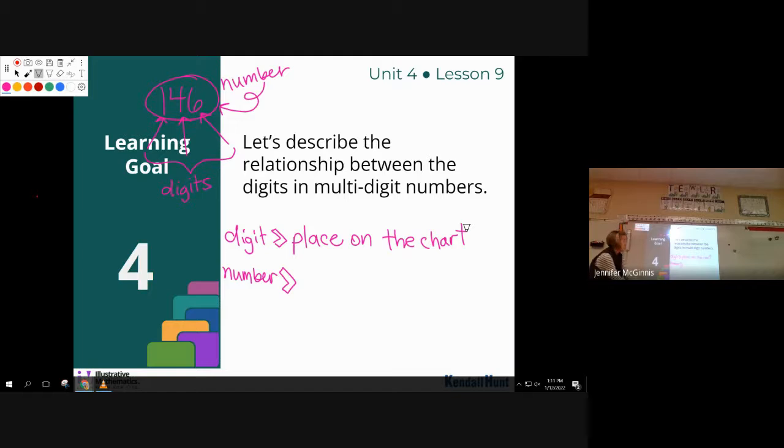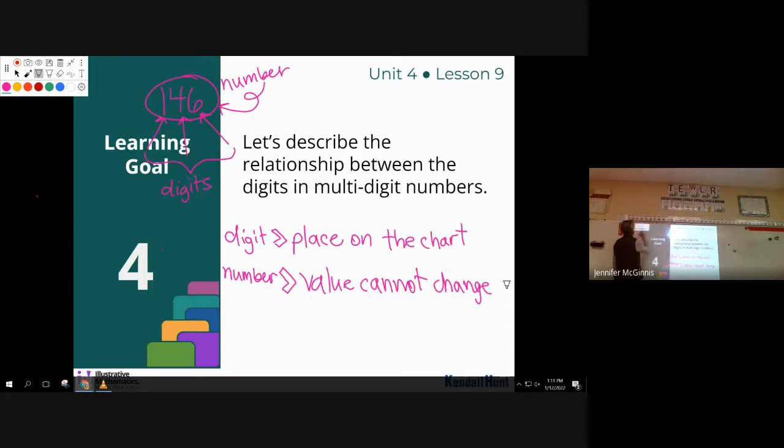Right? So the value of a number cannot change unless you're changing it into a whole new number. So if you have 146, it's just always going to be 146. See what I'm saying? Does that make sense?